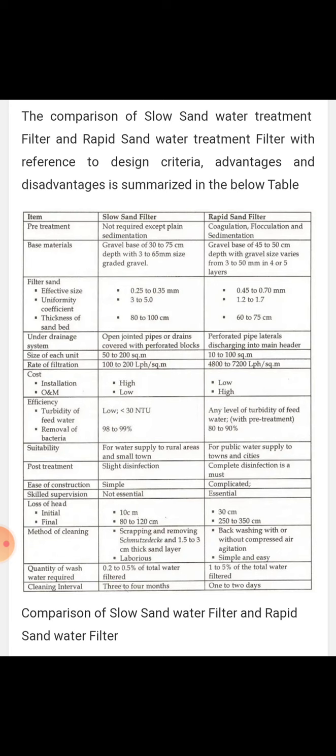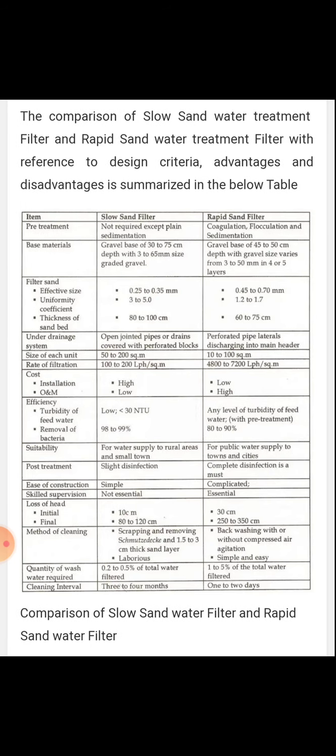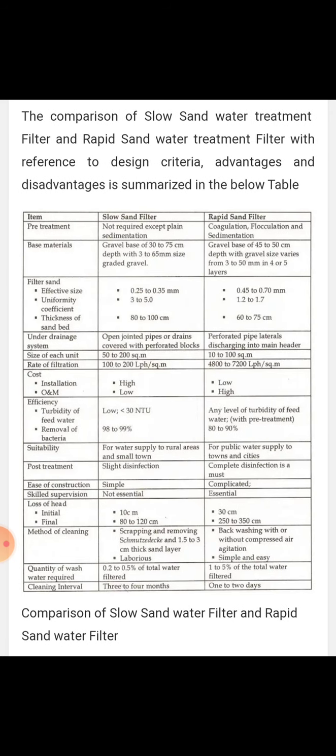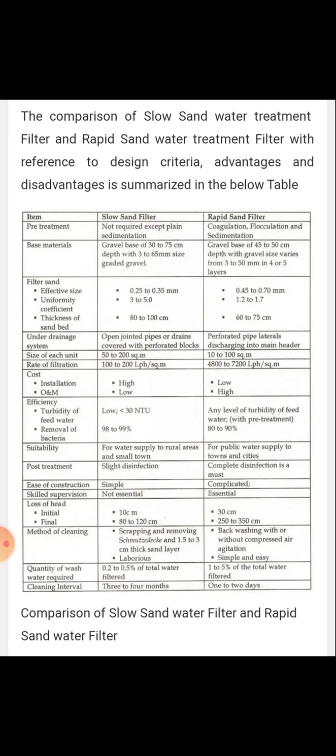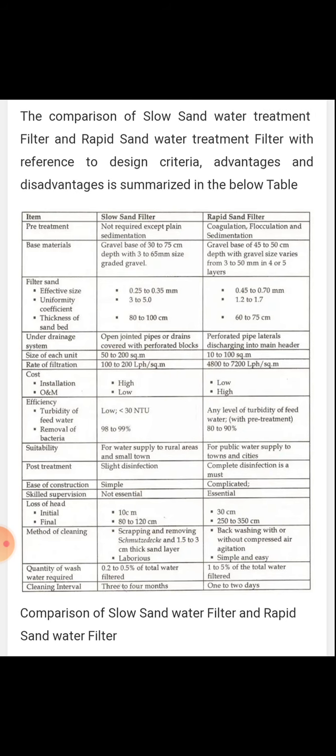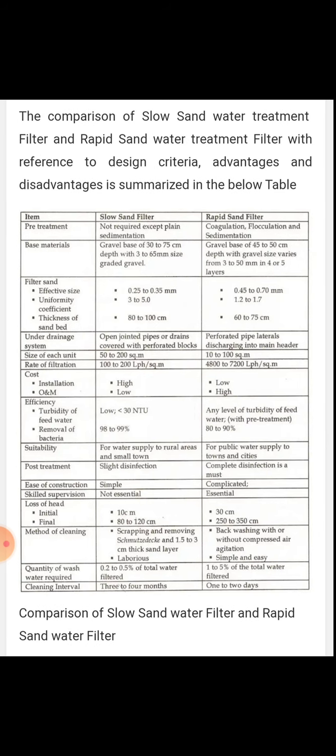Okay, so we already discussed these two. Slow sand, as the name indicates, the rate of filtration of water is very slow, and if you consider the rate of filtration for a rapid sand filter, it is much higher as compared to the slow sand filter. Okay, so here are various points from which you can identify how the slow sand filter is different from the rapid sand filter.